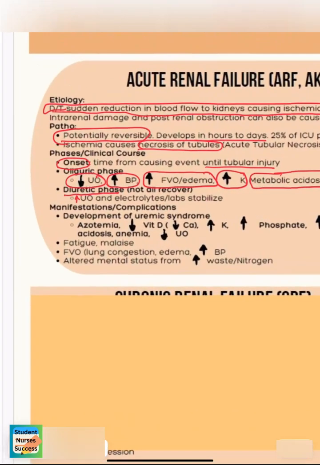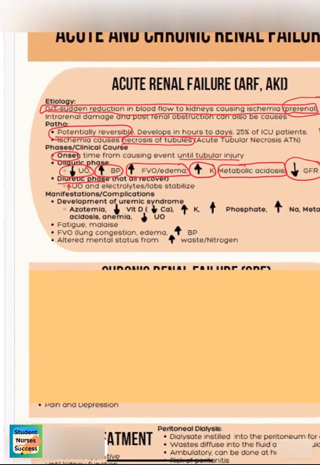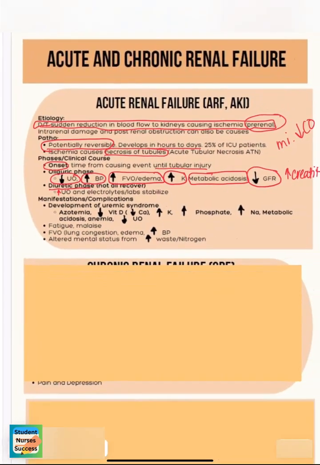Now, not all patients will recover. If they aren't able to move into this diuretic recovery phase, then they're going to move into chronic renal failure. And we'll talk about that in just a moment. I'd like to talk a little bit more about this oliguric phase and these complications.